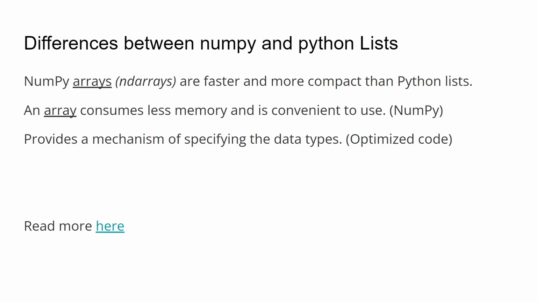The difference between Numpy and the Python lists is that the Numpy arrays are a lot faster and more compact than Python lists. An array consumes a lot less memory and is very convenient to use, and also has a mechanism for specifying the data types, which will lead to optimized code.